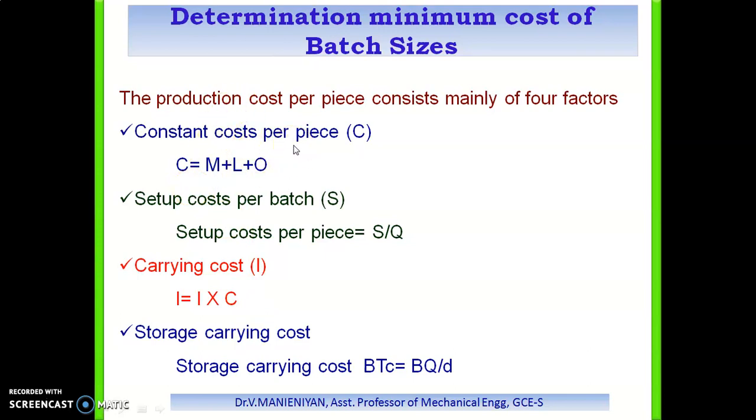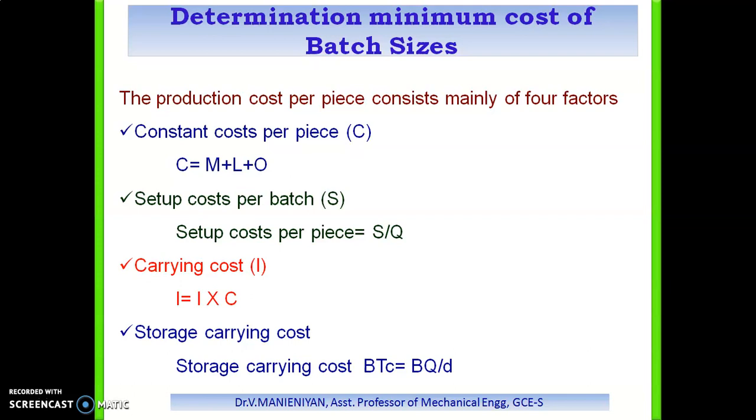This includes the material cost, labor cost, and overall cost, so that is the cost per unit price. M stands for material cost, L stands for labor cost, and O stands for overhead cost. The next one is the setup cost for the batches. It includes the cost of drawing or planning, and setting up the machines and equipment we have prepared. For setup cost we use a ratio of cost per quantity.